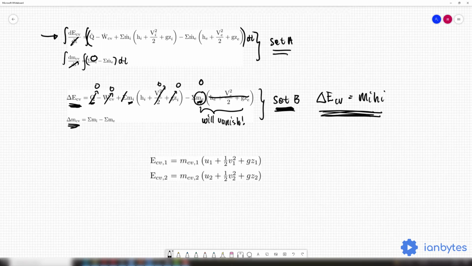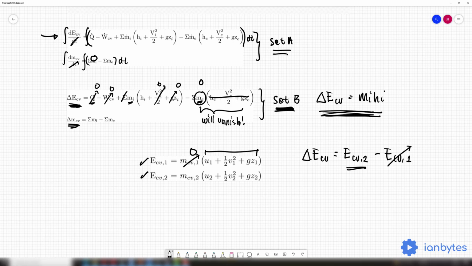Now, if you can recall in the previous lecture, delta ECV can also be expressed as ECV2, meaning you have the final total energy of the control volume, minus ECV1, which is the initial energy of your control volume. And you also know that ECV2 and ECV1 are expressed as this and this respectively. Fortunately for us, alam natin na yung ating tank ay initially evacuated, which means that MCV1 is just equal to 0. Basically, this expression has no effect in our final equation. So we can just say that ECV1 is just equal to 0.